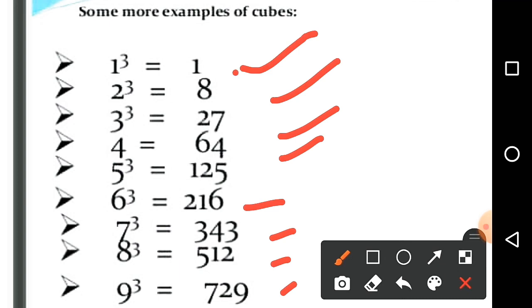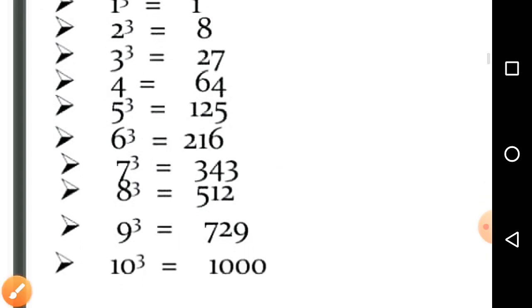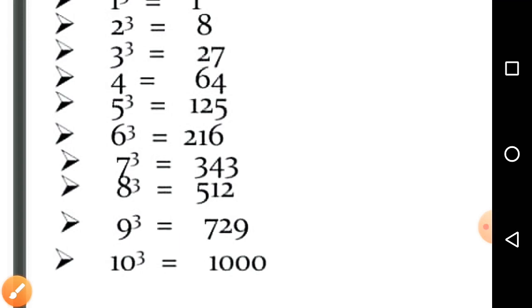These answers, 1, 8, 27, 64, 125, 216, all are perfect cube numbers. These are some examples of cube numbers. Also, 10 cube is 1000. This way you can get a cube number by multiplying the same number 3 times.